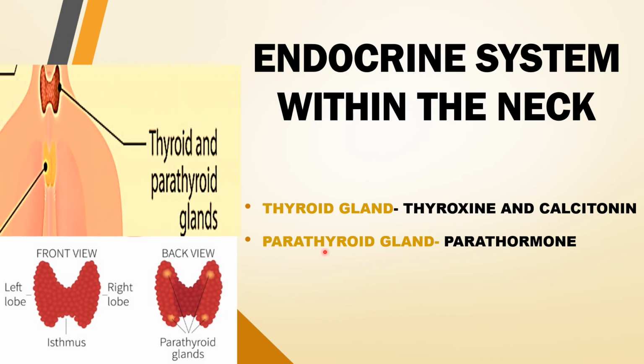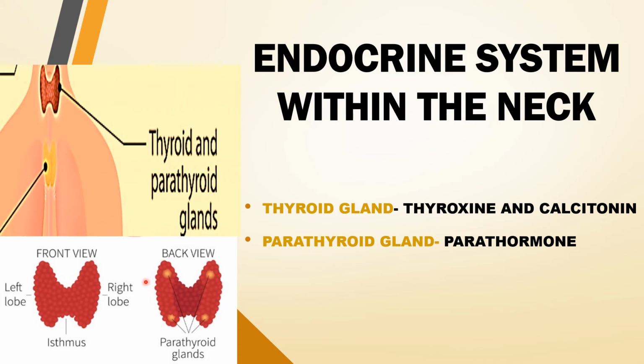The next is parathyroid gland. These glands are oval in shape and two pairs of them are present. So these are the parathyroid glands. One pair on each lobe. So the thyroid gland looks like a butterfly and it has two lobes, and in each lobe two parathyroid glands are present.